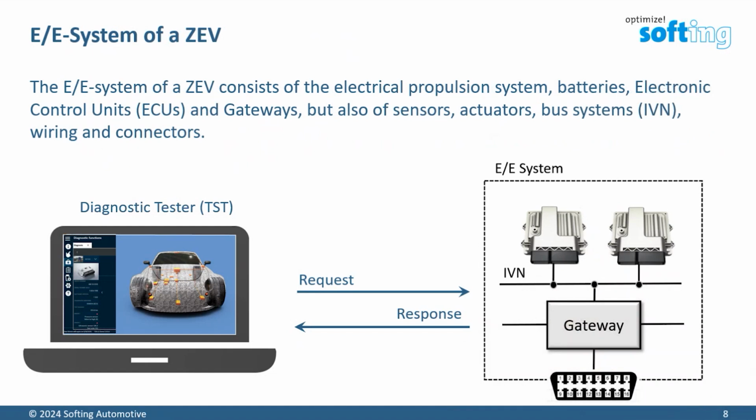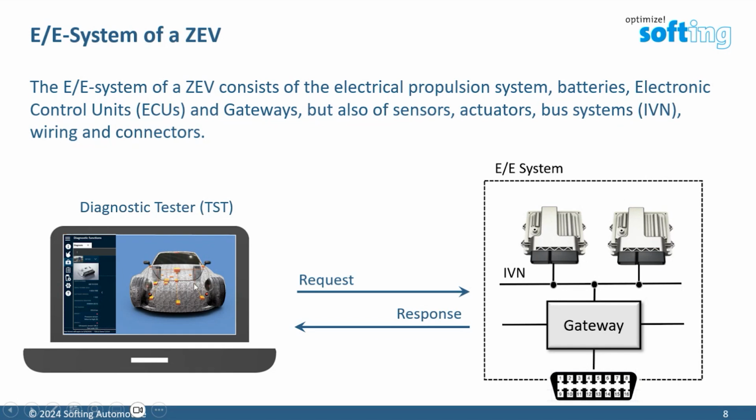The EE system of such a zero emission vehicle consists of the propulsion system, that's the powertrain, batteries, electronic control units and gateways, but also of sensors, actuators, bus systems, IVN, in-vehicle network, wiring, and connectors. So that is the system we talk to if we connect the diagnostic tester.